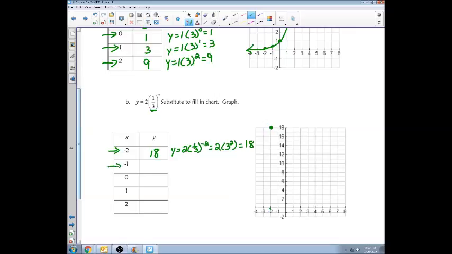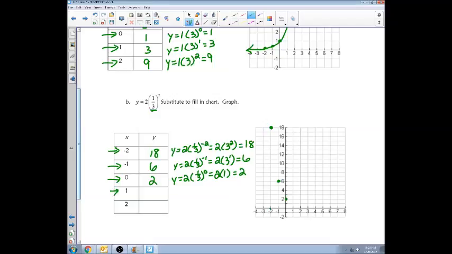If I put -1 in for x, y equals 2 times 1 over 3 to the -1st, which means I need to bring the 3 through my fraction bar. So 2 times 3 to the 1st, well, 3 to the 1st is just 3. 2 times 3 is 6. So when I have -1, I go up to 6. Now I'm going to put 0 in for x, so y equals 2 times 1 over 3 raised to the 0 power. Well, that would be 1. Anything raised to the 0 power is 1. 2 times 1 is 2. So at 0, my y is 2.